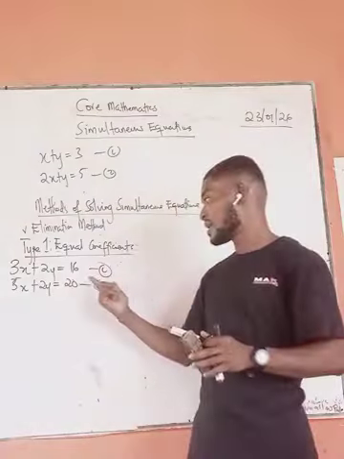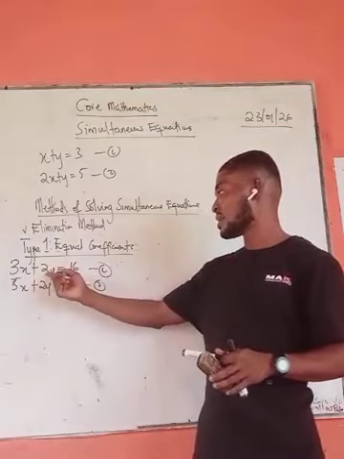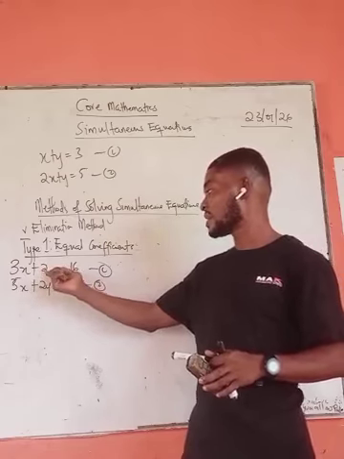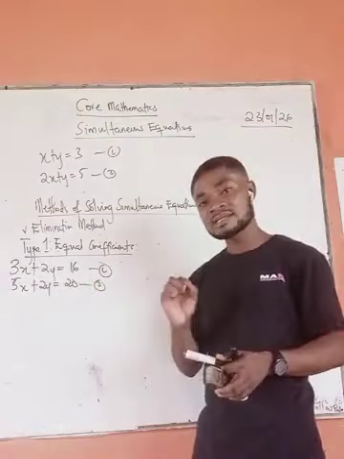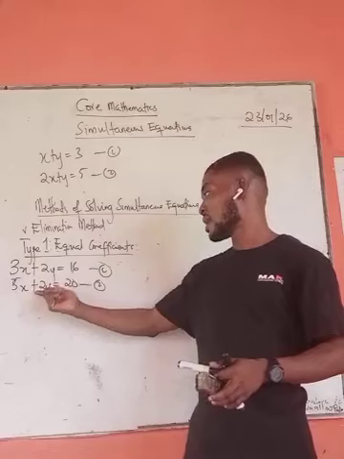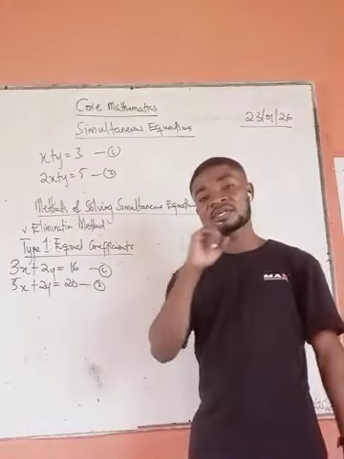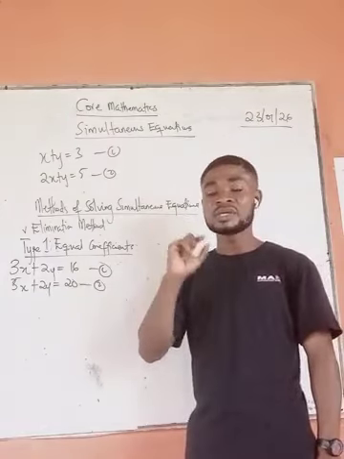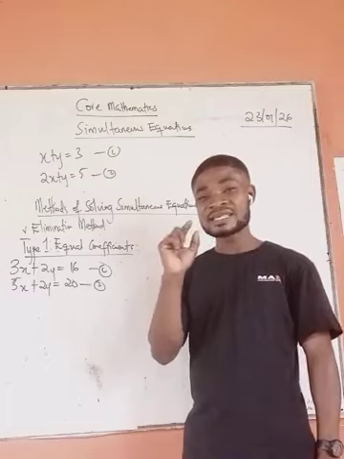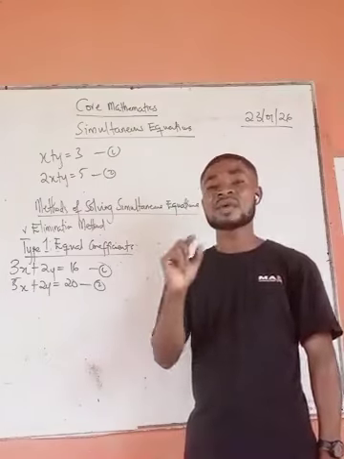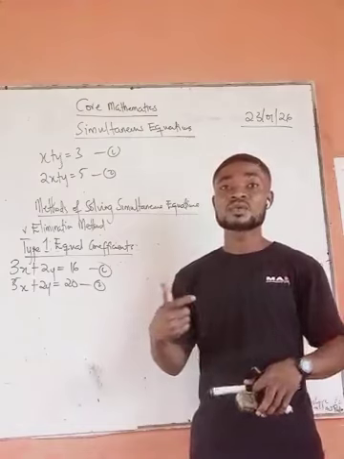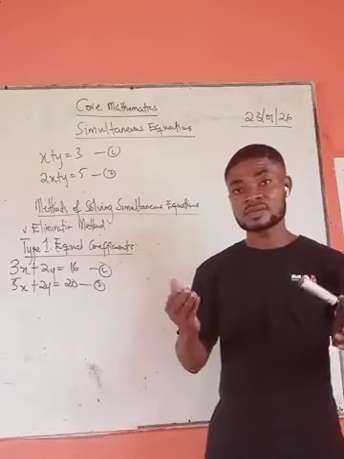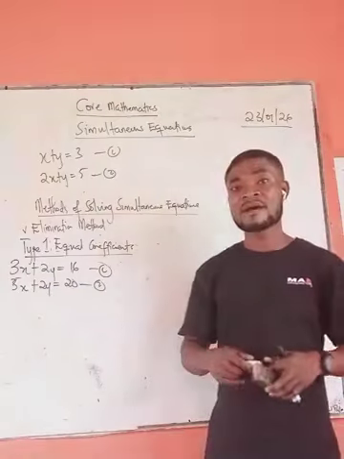When we observe clearly, we can see that the operation in front of the coefficient of y in equation 1 is plus, and the same thing is in equation 2. If the operations are the same, then it is advisable you subtract the two equations. But if the operations are different, then you have to add the two equations together in order to get the result that you want by eliminating the other variable.